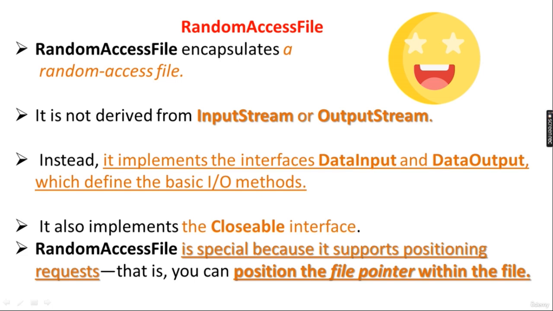Okay, RandomAccessFile encapsulates a random access file. It is not derived from InputStream or OutputStream. It implements two interfaces, DataInput and DataOutput, as we have seen, which define the basic input output methods, and also implements the Closeable interface. So it implements the three interfaces: DataInput, DataOutput, and Closeable. It is special because it supports positioning requests. That is, you can position the file pointer within the file.